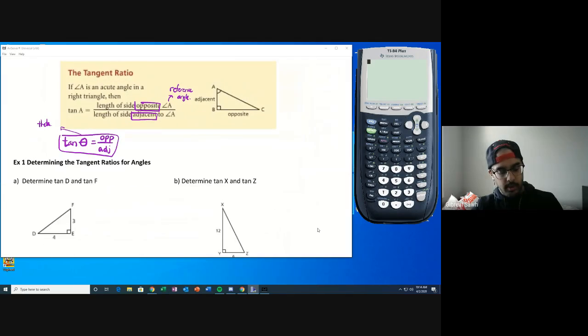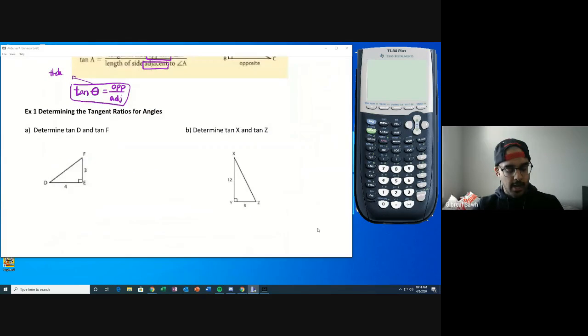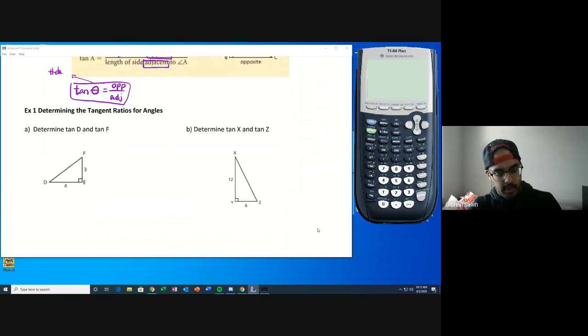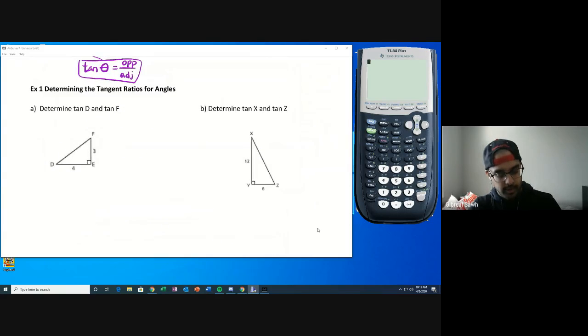We're going to use that down below to help us determine the tangent of certain angles. So before we actually go find out what the angles are, we need to be able to figure out what those ratios are going to look like. So let's do that down below. We're asked for two different ones. So I've got two different angles. It could be angle D or angle F.